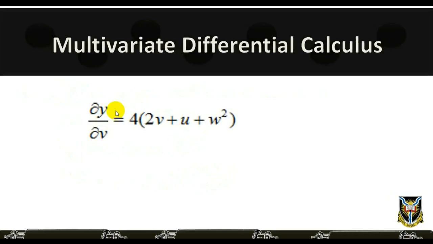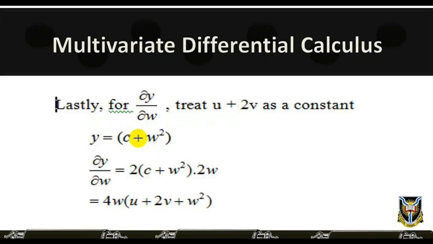Lastly, for dy by dw, treat u plus 2v as a constant. Y equals (c plus w squared) squared. dy by dw equals 2(c plus w squared) times 2w, which equals 4w(u plus 2v plus w squared).